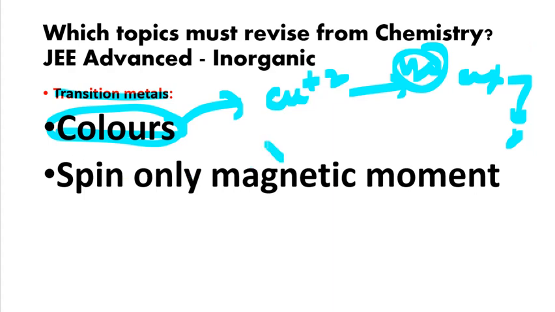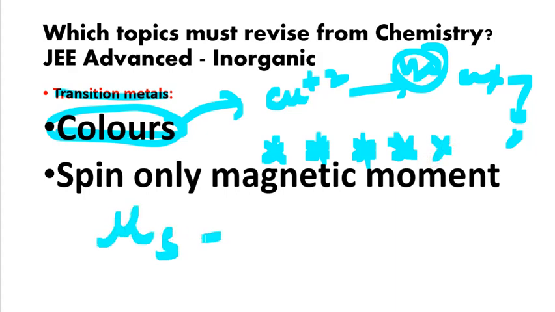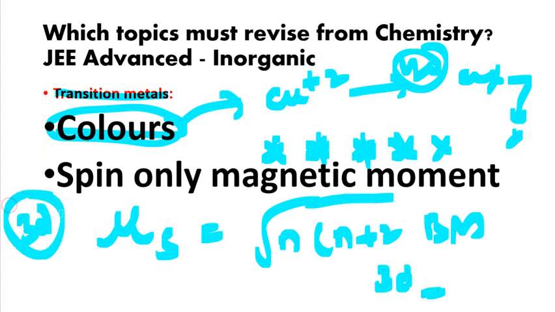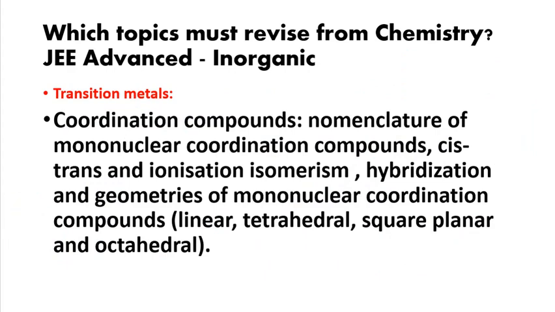Okay, and the most important, if you look back at JEE and JEE Advanced examination, we are getting mu, that is spin only magnetic moment, that is under root n into n plus 2 Bohr magneton, on 3D series. Just focus on 3D metals only. You should focus from scandium to zinc metals. Okay, zinc, 3D metals, and focus on them. And these are all important.